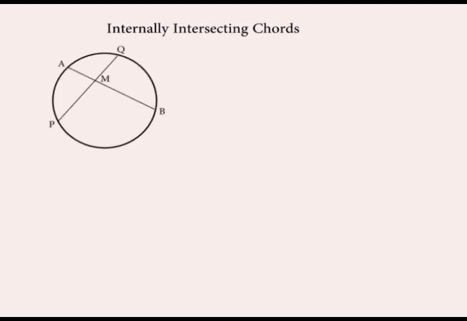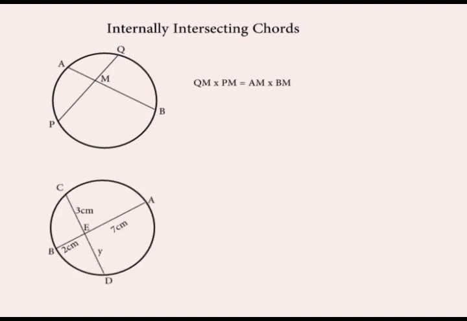Next, internally intersecting chords. Now consider this circle on your screen. Chords AB and PQ intersect at M. It can be shown that QM times PM is equal to AM times BM. For example, find the length Y.